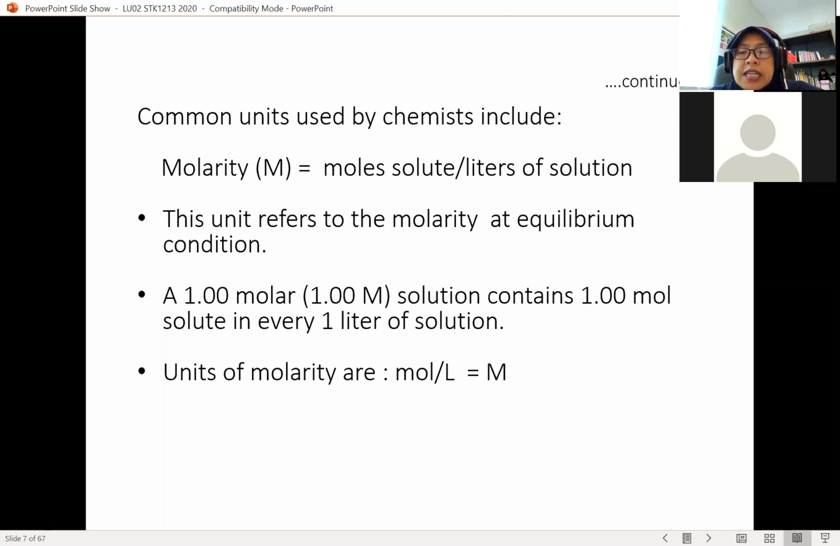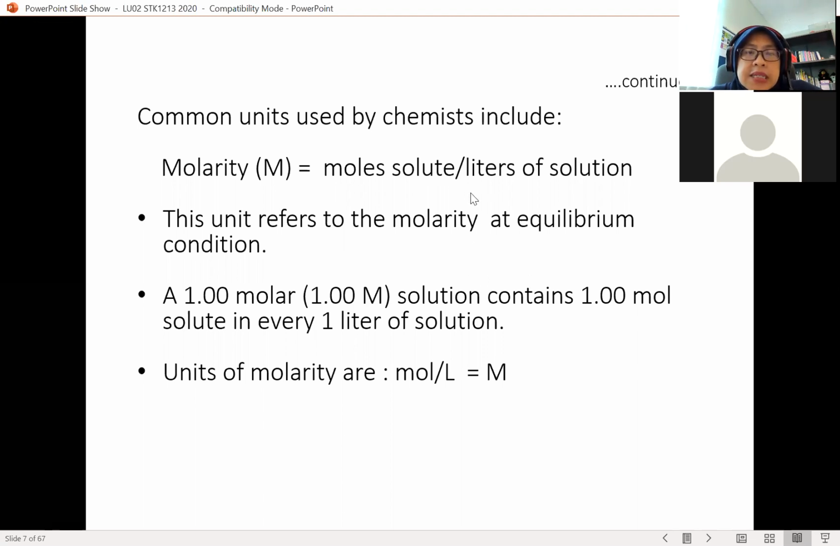Okay, solvent is the liquid that you use to dissolve solute in order to make solution. Another example is when you prepare sodium hydroxide solution. The solute is sodium hydroxide pellets. The solvent is water, and the solution is sodium hydroxide solution.